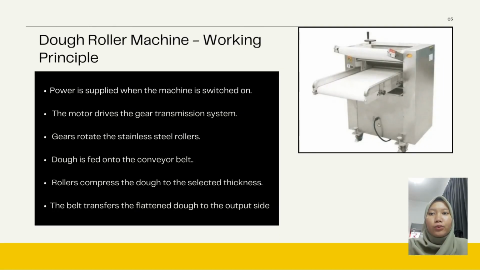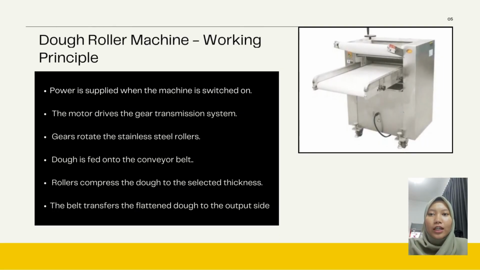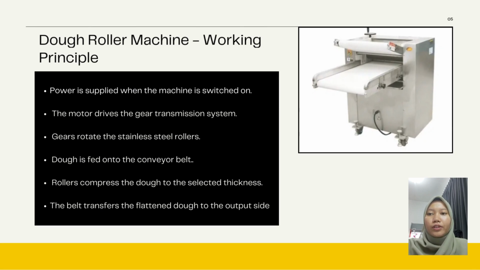So in the next slide, I will introduce the door roller machine in terms of the working principle and also the main function of this machine. The working principle of the door roller machine begins when the power switch is turned on. The motor drives the gear transmission system, which rotates the stainless steel rollers, and then the dough is placed onto the conveyor belt and passes through the rollers. The rollers compress the dough according to the selected thickness setting, and the last step is that the flattened dough is transferred smoothly to the output area by the belt.